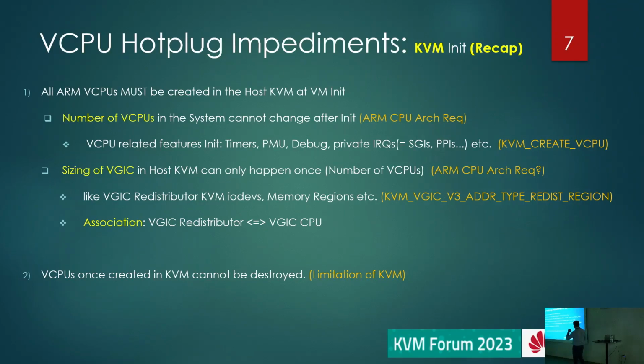The other thing is the sizing of the VGIC or the GIC. This is again an architectural constraint which has been imposed. You just cannot uninitialize and reinitialize certain parts of the components. It has to be done in whole at init, once and for all, and that remains for the VM lifetime. The other part is the association between the VGIC and the redistributor.